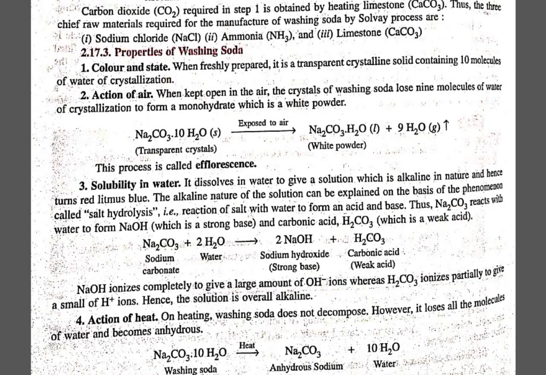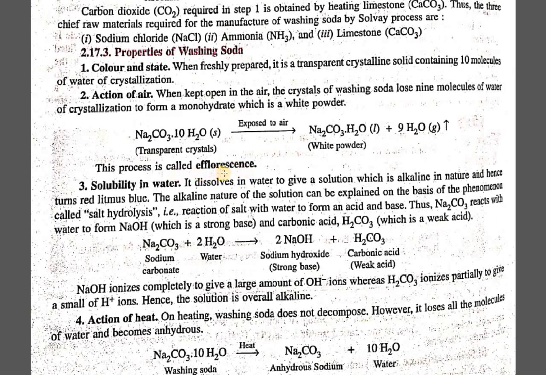Now the properties of washing soda: color and state. It is a transparent crystalline solid containing 10 molecules of water of crystallization. Action of air: when it is exposed, it gets converted from transparent to a white colored powder, where it is converted from decahydrate to monohydrate, and 9 water molecules of crystallization evaporate. This process is called efflorescence.